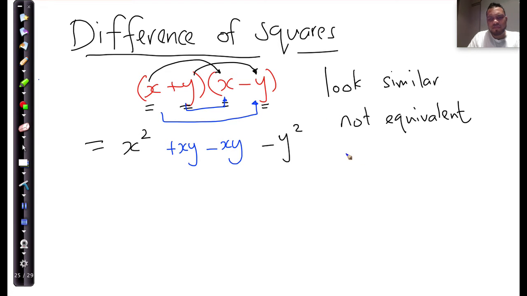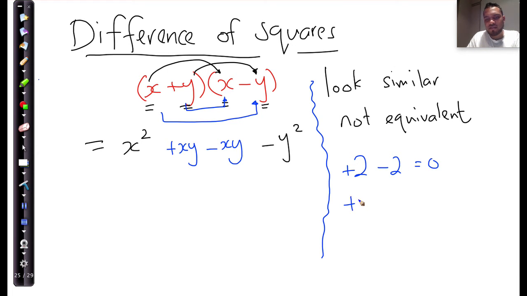Now, before you continue, if you have to look at x times y minus x times y, what is 2 minus 2? Well, it's 0. If I have positive 2 and negative 2, they cancel one another out. What if I have positive 10 and minus 10? That gives me 0. So if I have positive xy minus xy, you have xy, you take away xy, you have no xy.